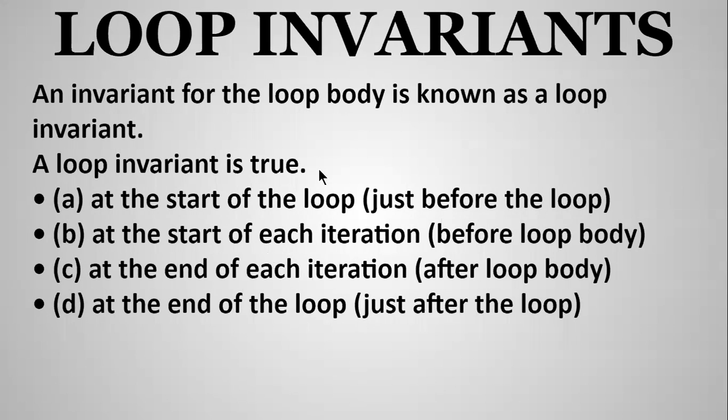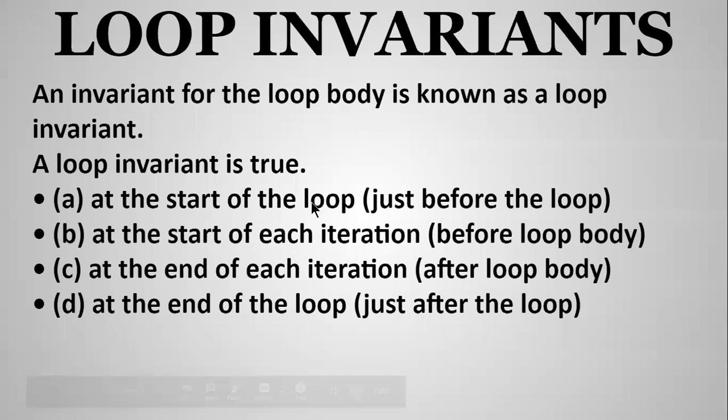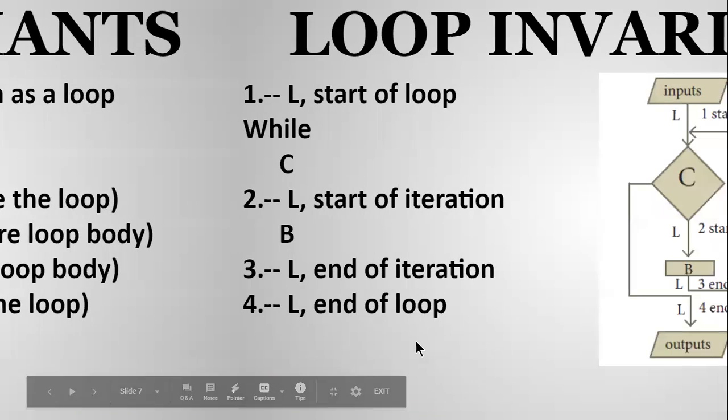Next term, you have loop invariant. The body of the loop is said to be loop invariant when it satisfies these four conditions. At the start of the loop it should be true. At the start of each iteration it should be true. At the end of each iteration it is true. And at the end of the loop. What is loop and what is iteration? We will see in the next slide.